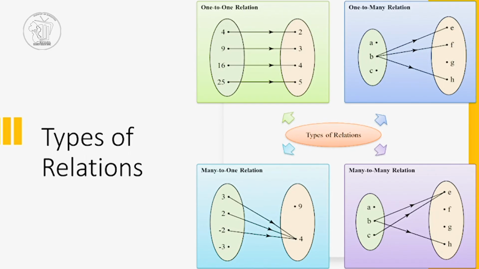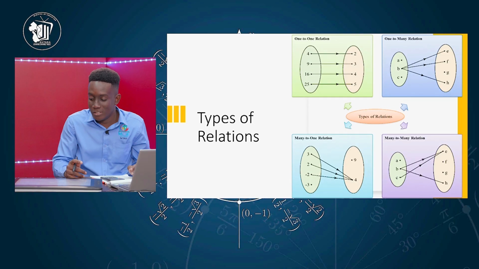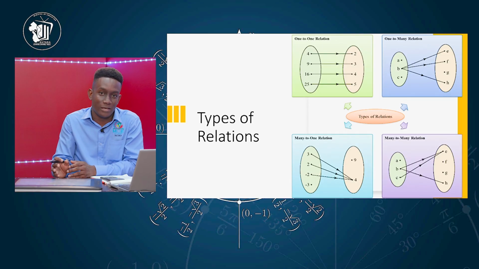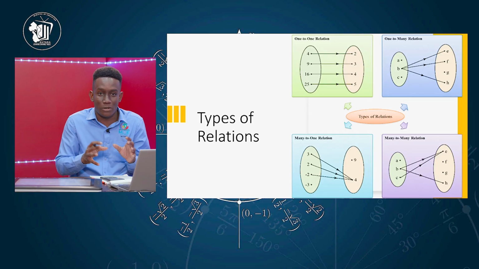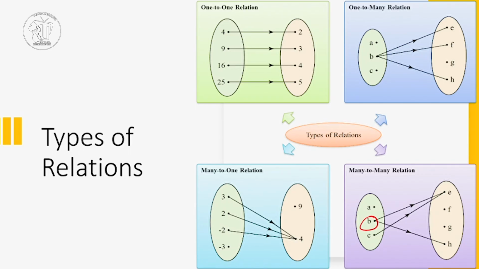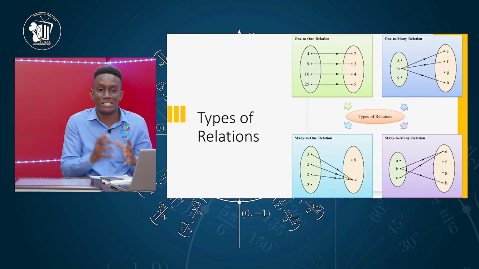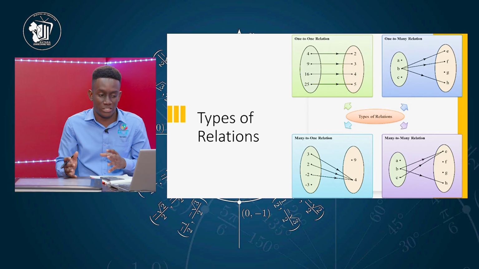Then we have the many-to-many relation. Here, we have a combination of the one-to-many and the many-to-one. So we have one going to many, and then also in the same arrow diagram, we have many going to one. So in this case, we have B being mapped onto E and H, and also we have B and C being mapped onto E. So we have a combination of one-to-many and many-to-one. And that is how we identify different types of relations.